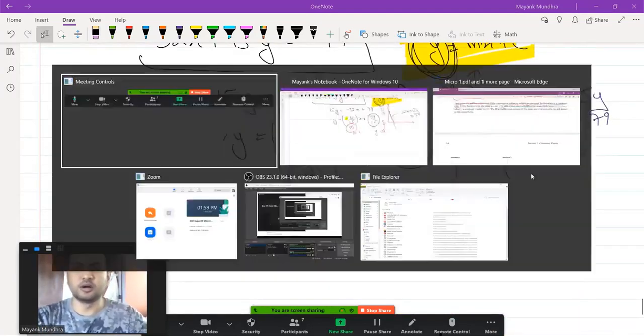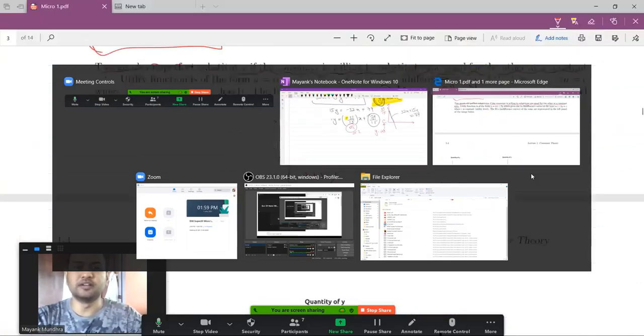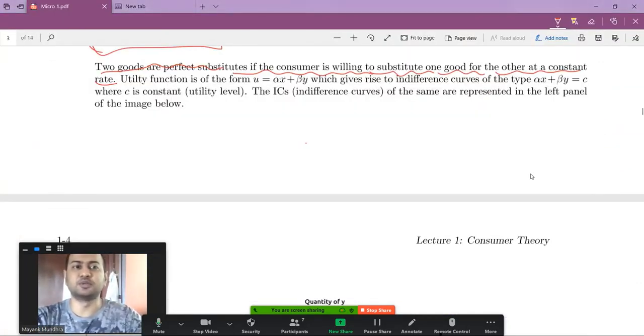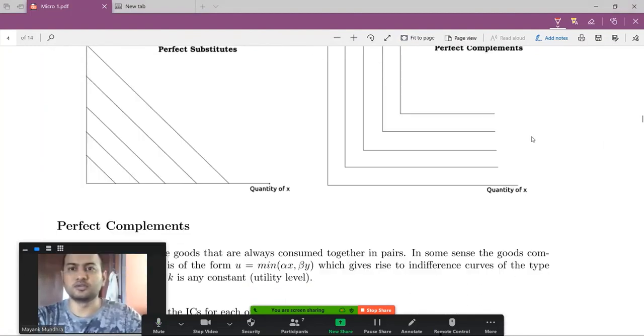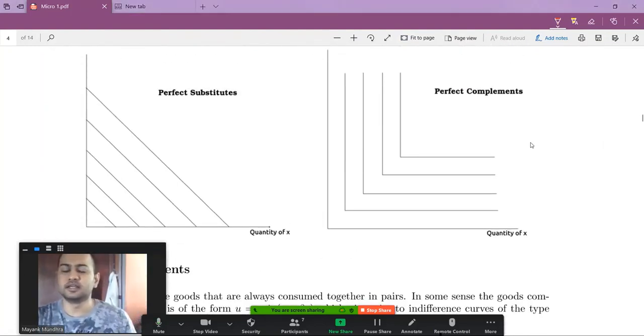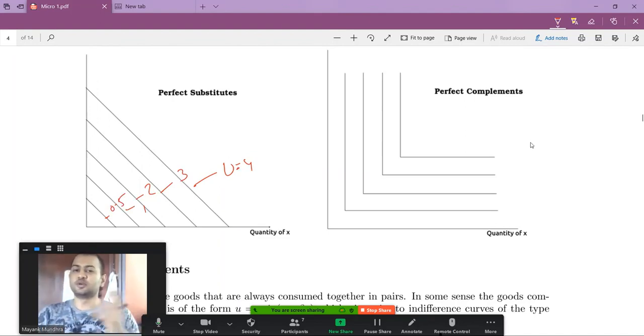Okay, so that's how you plot the indifference curve for perfect substitutes. So this is what the ICs will look like. This is for, let's say, utility level 4, this is utility level 3, 2, 1, 0.5 and so on. So you will have different ICs corresponding to different utility levels, but the important thing is they are all going to be parallel to each other.